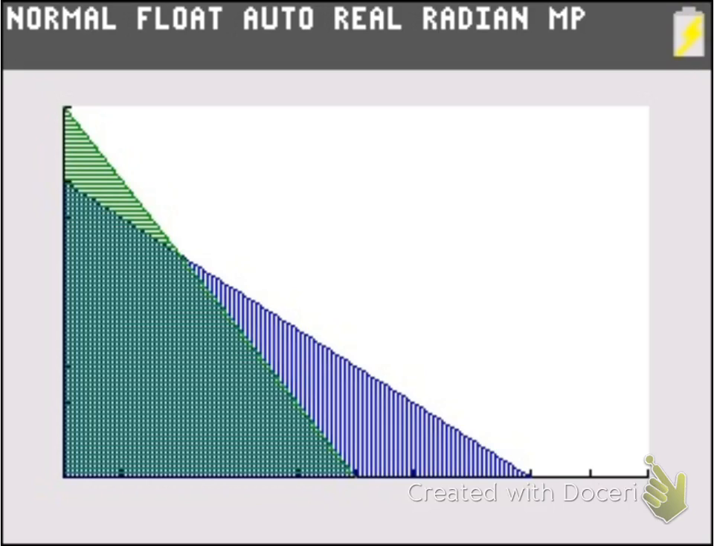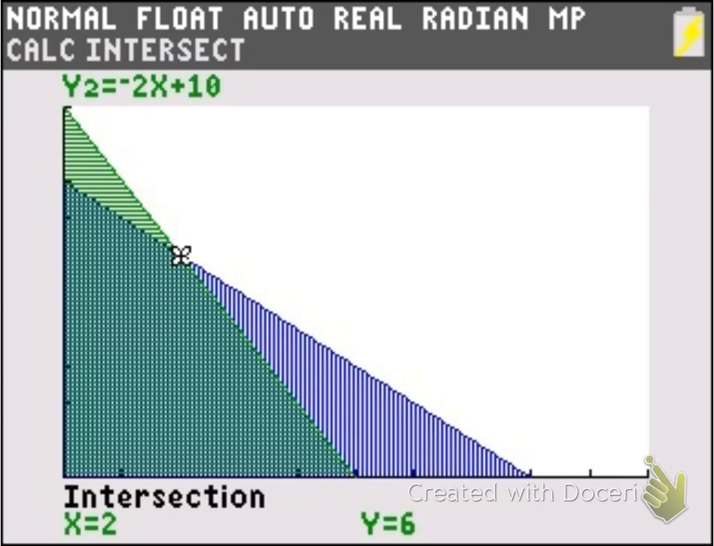So I need to know about the vertices of this feasible solution. Same thing that we did earlier in the previous examples. So one that's important is the point that they intersect, where those two lines intersect out there. And you can get your calculator to tell you what that point is if it's hard to figure out. If you go to second calculate intersection and follow the instructions that the calculator asks you, you'll find out that that intersection is the point 2,6.